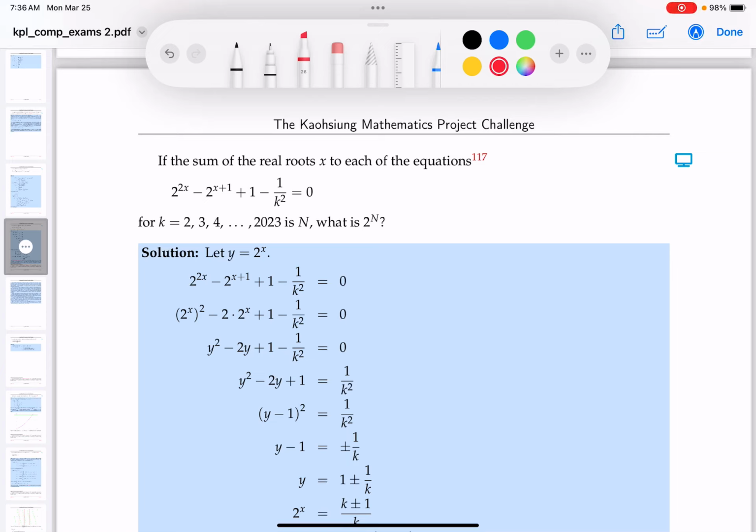Okay, let me just read through the problem. It says the sum of the real roots x of this equation, by the way. So there's going to be real roots to this equation over here. Here's the problem with the equation, though. The k is 2, 3, 4, up to 2023.